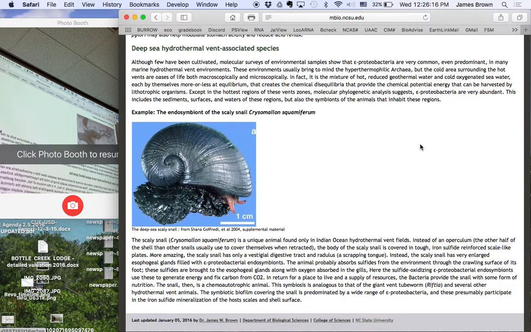There are also Epsilon-proteobacteria that probably help provide this armor plating. Oh, and I didn't mention, it's an Epsilon-proteo that is providing this animal with its resources. Probably also the biofilm on these scales and the production of those metal plating is carried out by Epsilon-proteobacteria. And there are also some on the outside, although the blackness of the shell is just a pigment, just like any other snail. It's not iron sulfide.